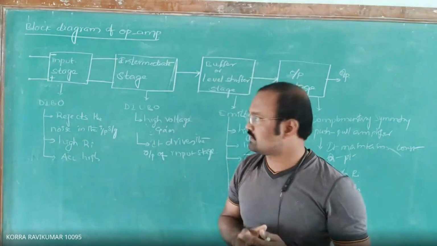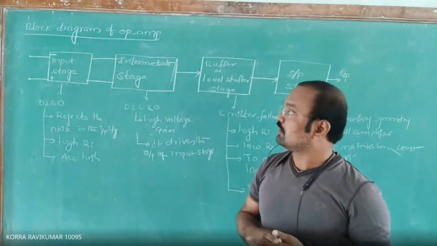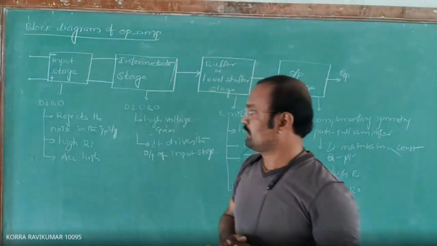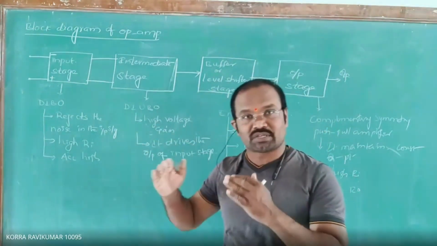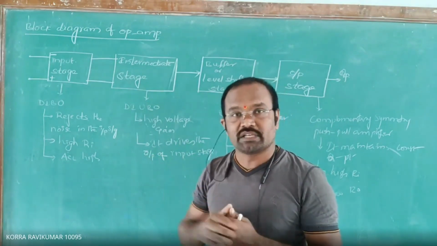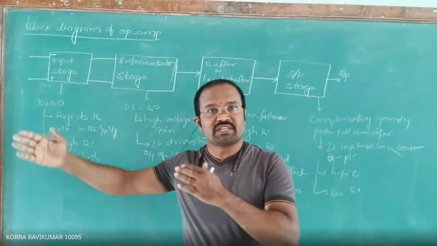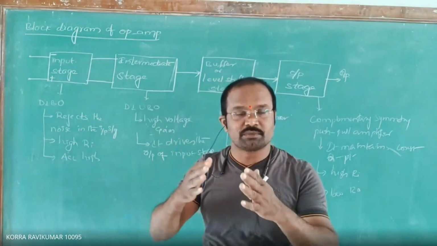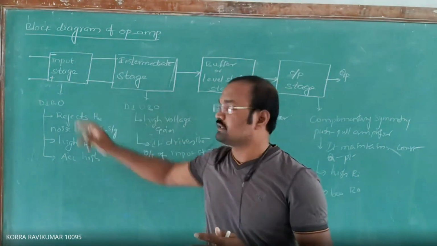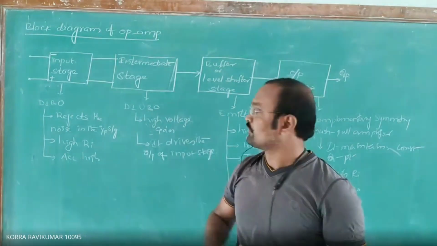What is the purpose of the dual input balanced output differential amplifier? The main purpose is to reject the noise contained in the input signal. If we apply the input signal at the input stage and any noise is added to it, then that noise can be eliminated with the help of this dual input balanced output stage.